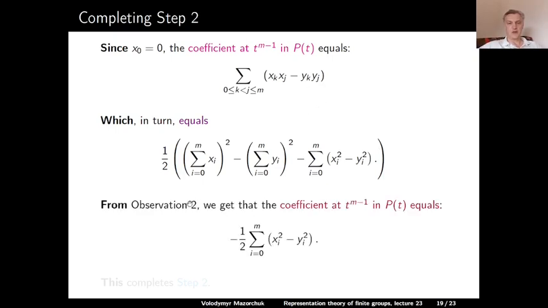From observation 1, it should be observation 1, not observation 2, we know that the sum of all xi's is equal to the sum of all yi's. So the sum of all xi's square is equal to the sum of all yi's square. So the first two summands just cancel each other. Therefore, we get that this expression is equal to minus 1/2 the sum over all i from 0 to m, xi squared minus yi squared. And this completes step 2.